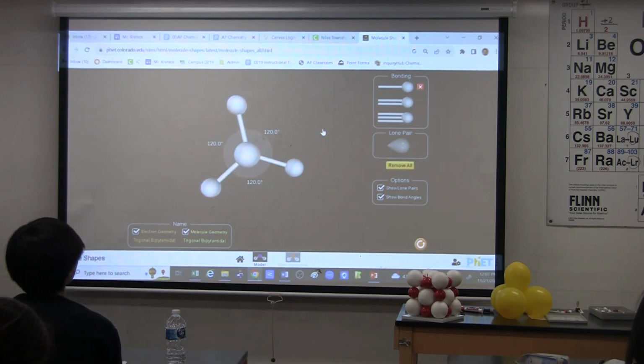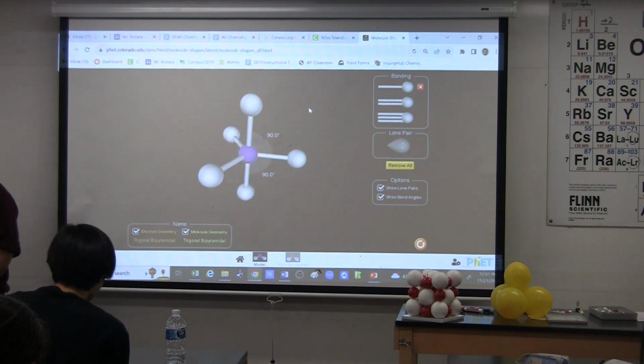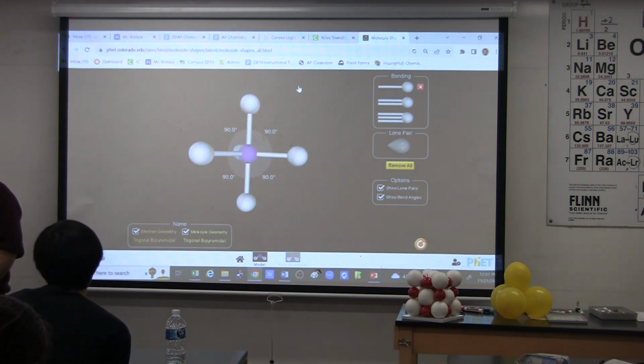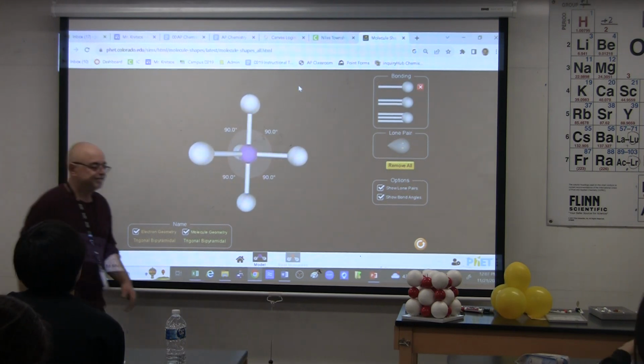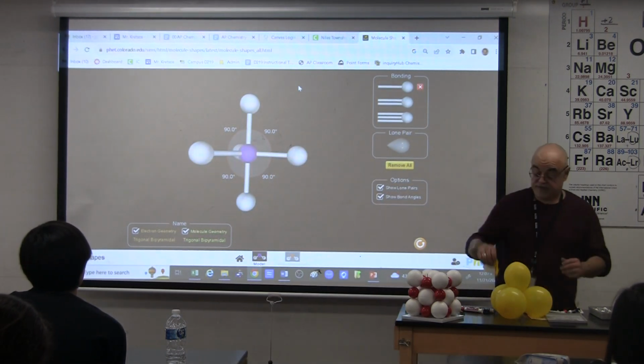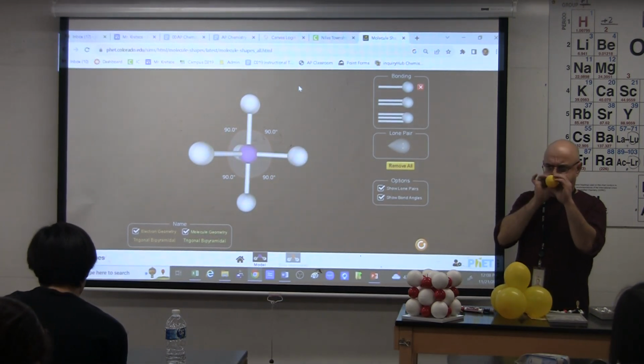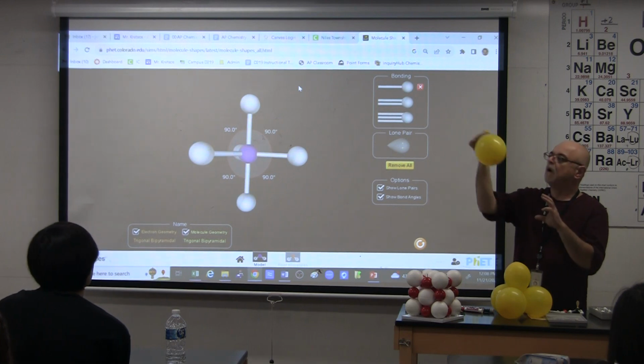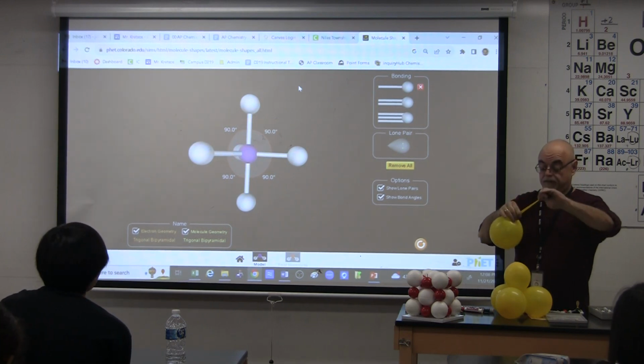So I'm going to turn it so you can kind of see what I'm looking at. You see there's a flat triangle in the middle? And then if I flip it over, there's a line that goes through the triangle. It's kind of a weird shape. Let's see if the balloons have anything to say about it. It's going to start getting tight.